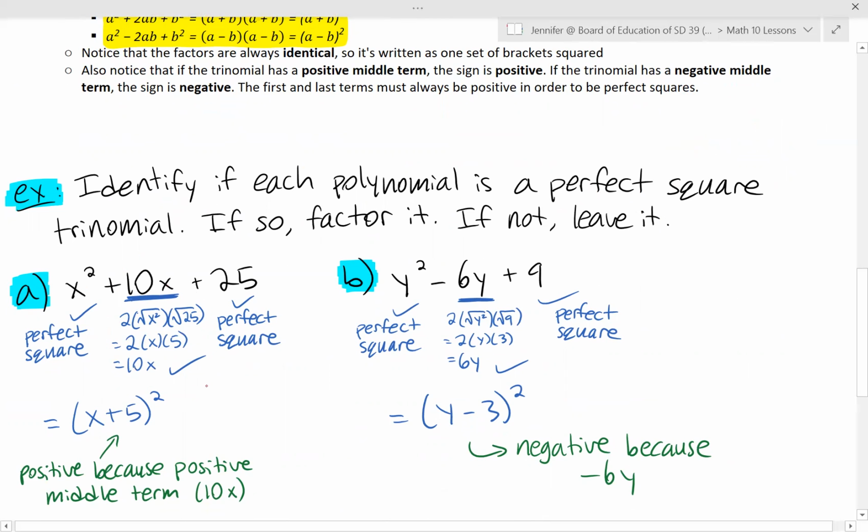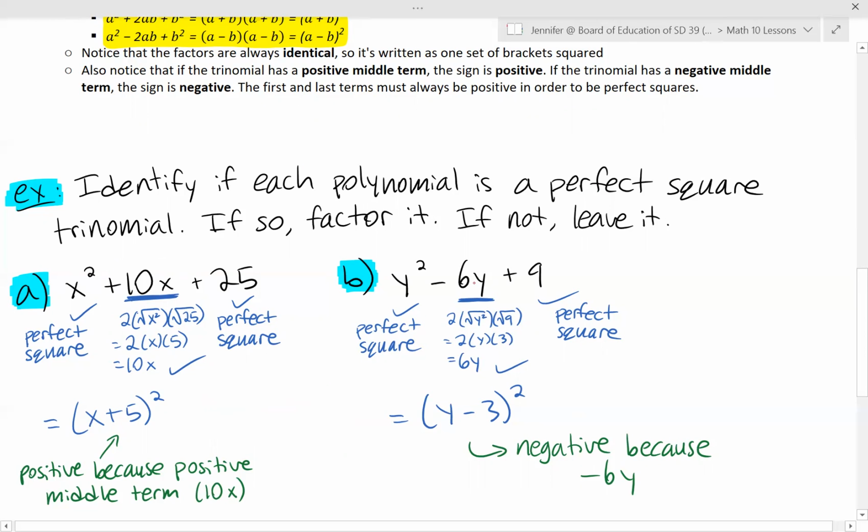So now it's super easy to factor because it's just going to be one bracket squared, where the first term is the square root of the first term here, and the second term is the square root of the last term there. Then I know it's going to be a positive sign because the middle term here is positive.